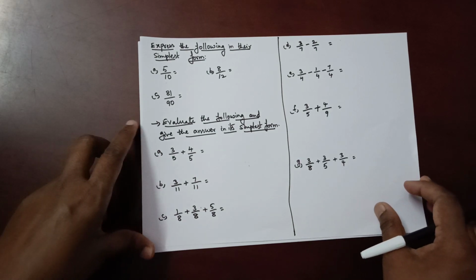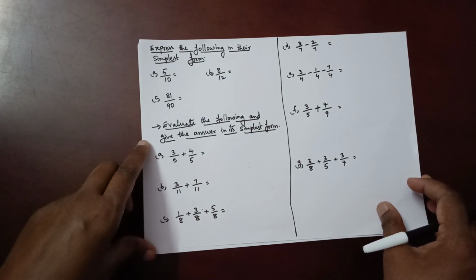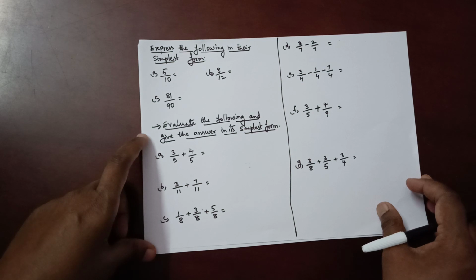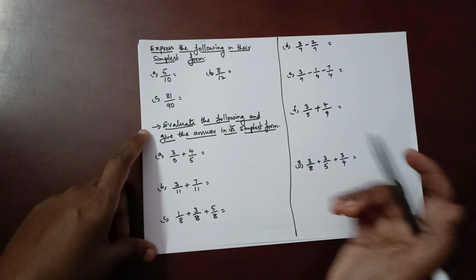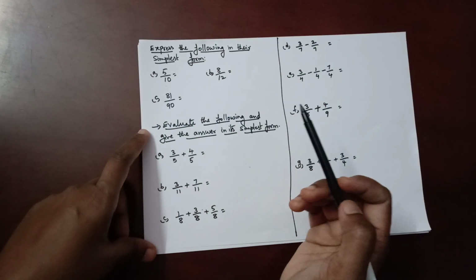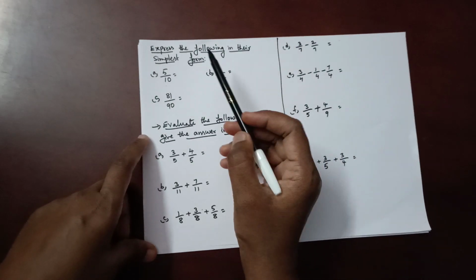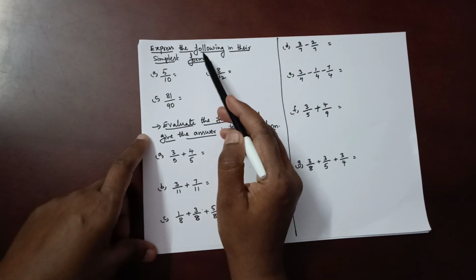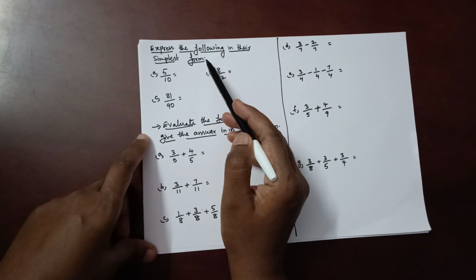Today children will learn about fractions in lowest form. It means that after the cancellation we will get the simplest form, that we will learn. Here the question is, express the following in their simplest form.